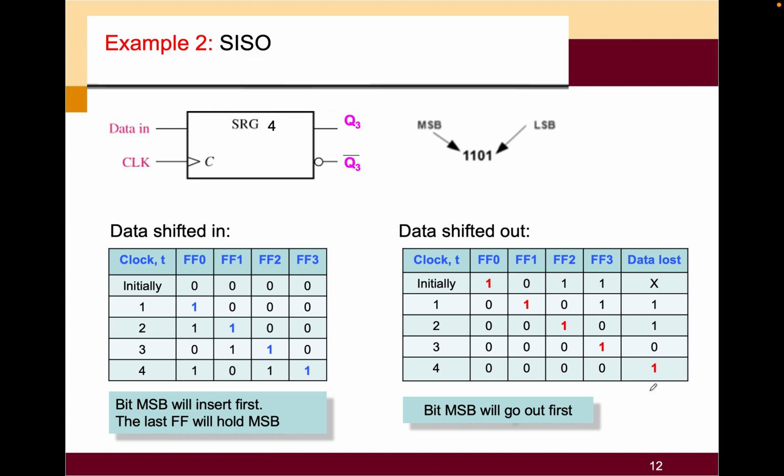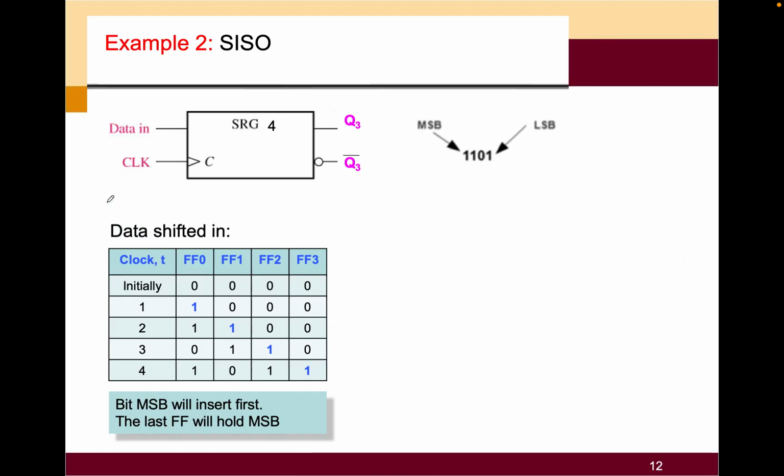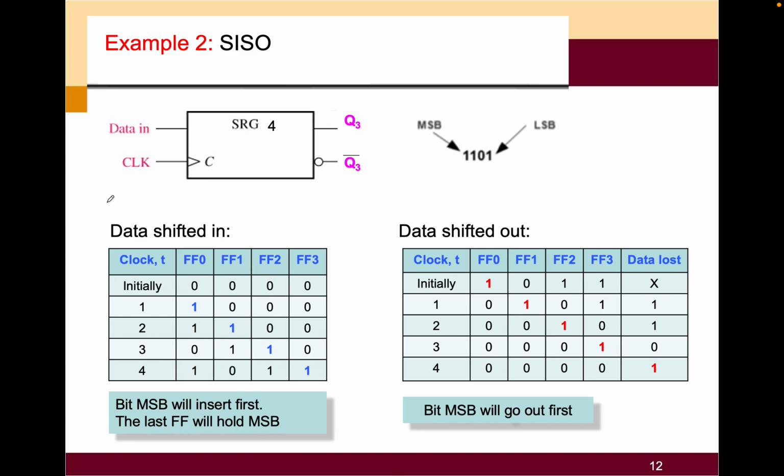Okay, so that is the example of LSB, MSB. Now you have another example, but this one is what we call 5 bits. So you're going to go to write SR. I think this one should inform whether it goes to the left or to the right.